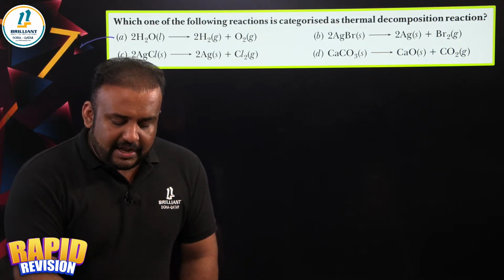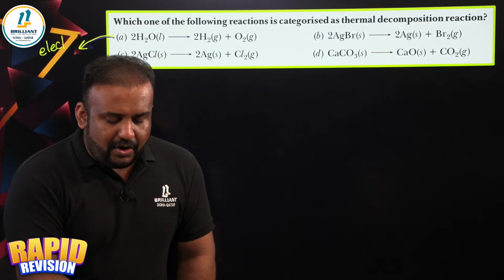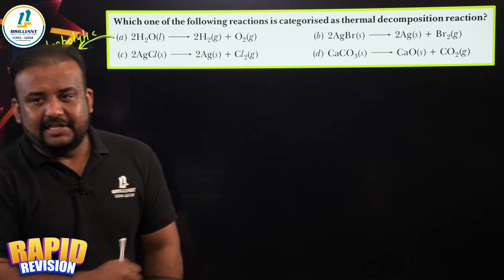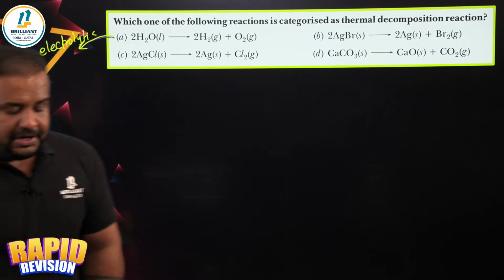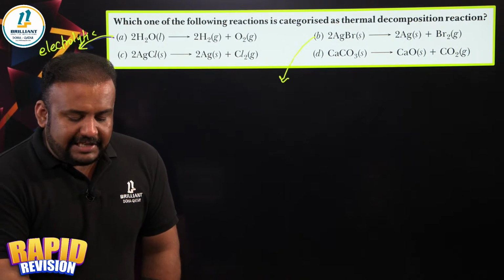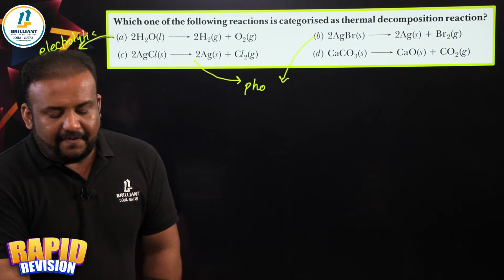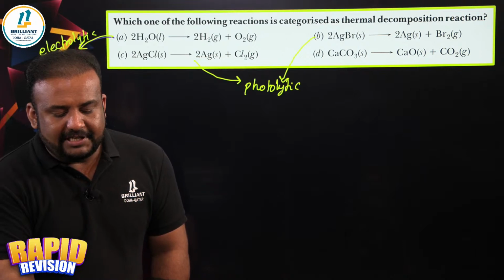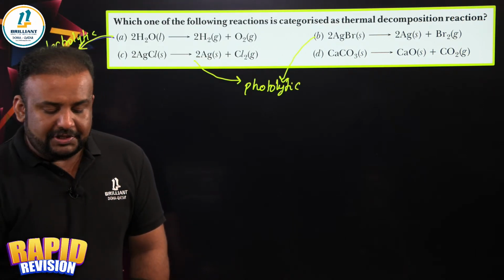This is water. Water breaking down into H2 and O2. This is electrolytic decomposition, right? We have studied this under electrolytic decomposition. Then AgBr breaking down into Ag and Br2. AgCl breaking down. This is all photolytic decomposition. That means it is light induced decomposition.